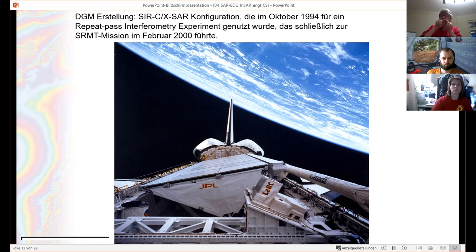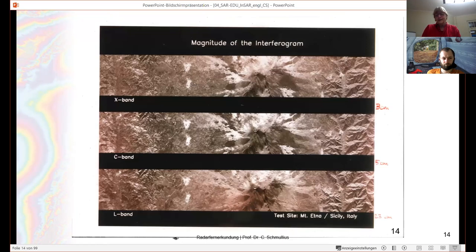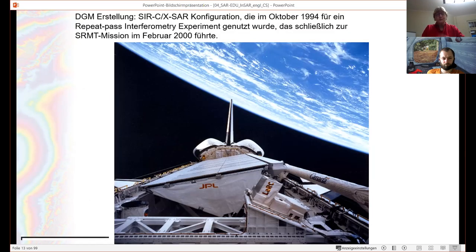And they had to fly it so that the baseline to this position at the day before is optimal for interferometry. Okay, and I show you, and there's also one further aspect related to that. Having only 3 days and restricted power, only a few data takes, so-called data take sites on our planet were selected to produce the interferogram.